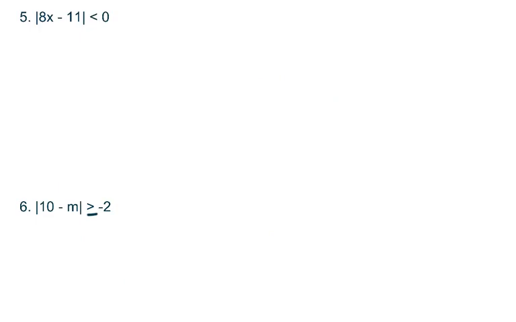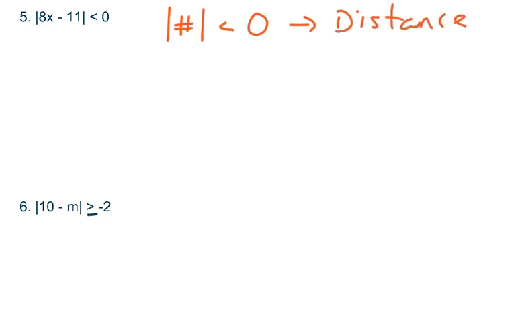All right, got a couple more here for you. Number 5, absolute value of 8x minus 11 is less than 0. So let's think about this question. This says that whatever number we come up with, so we come up with an x, we plug it in, and we get a number in the end. It says the absolute value, or the distance from 0, is less than 0. Is it possible? This says the absolute value of our number, whatever it might be, is less than 0. What that means is that the distance from 0 is less than 0. Is that possible?